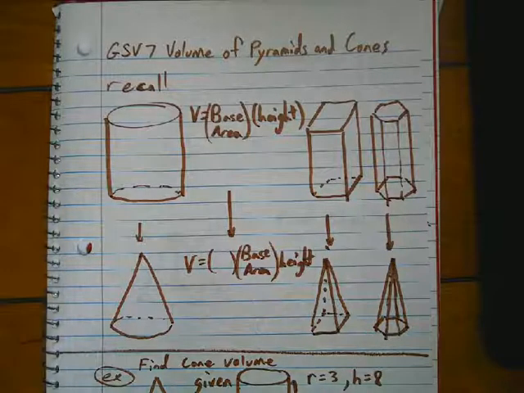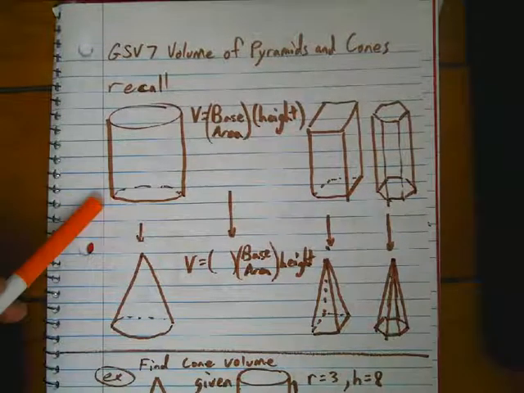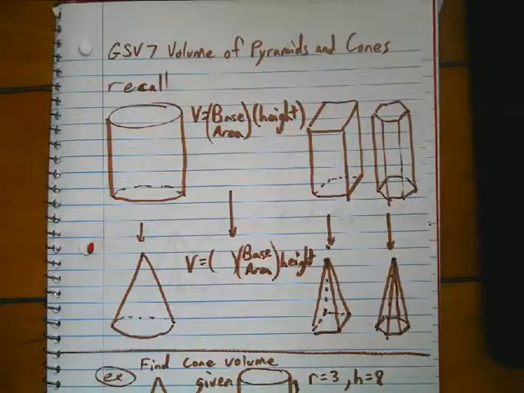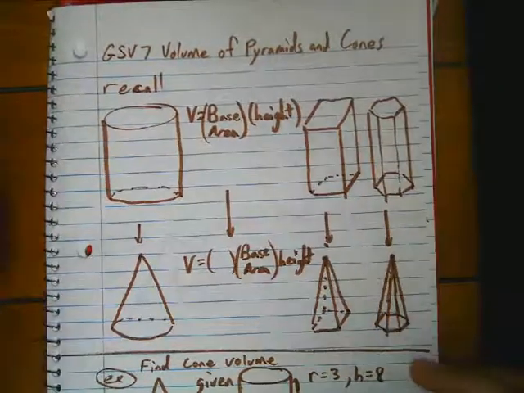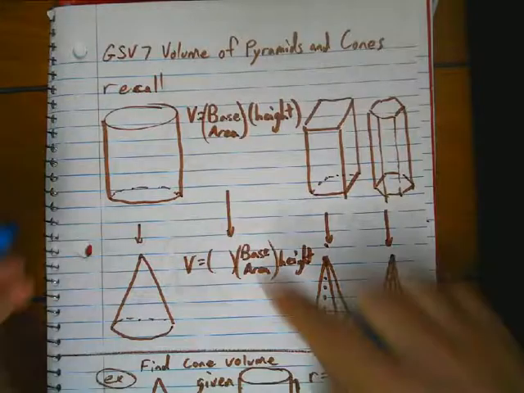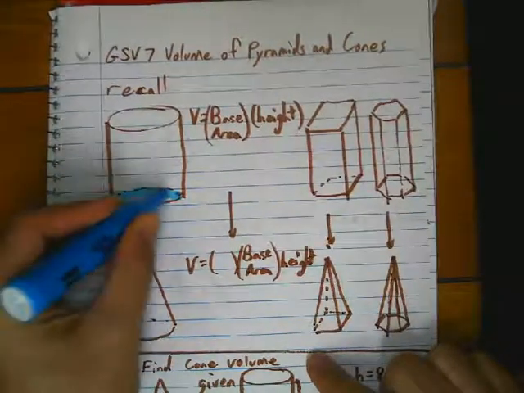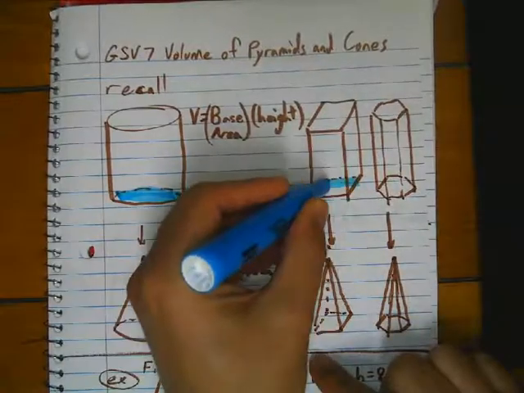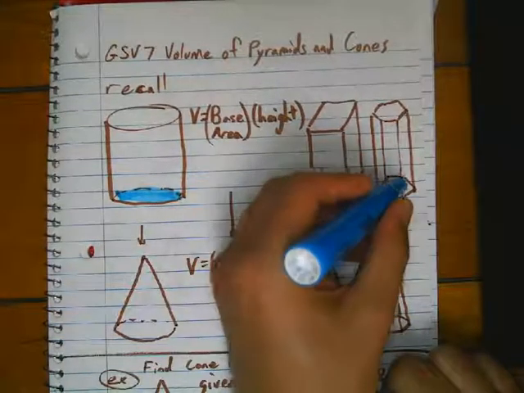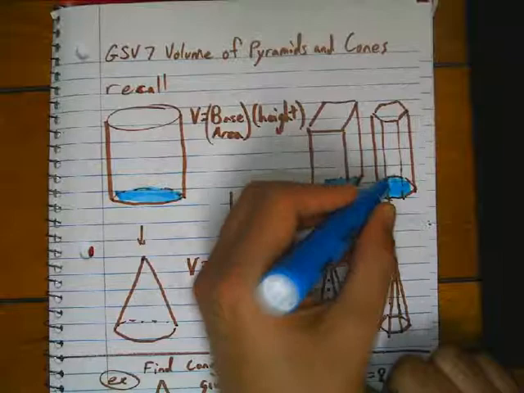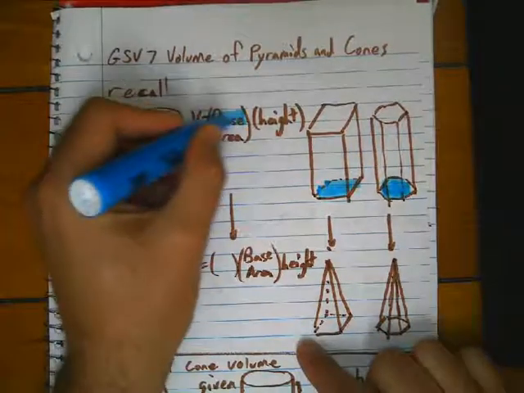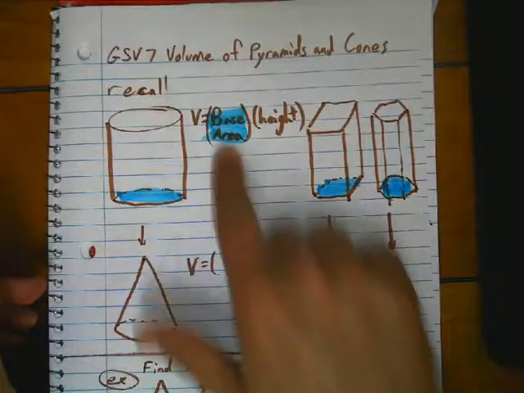Okay, now we're going to talk about the volume of pyramids and cones. So in our recent lesson, we told you that the volume of a prism, whether it's a cylinder or a cuboid or some other type of prism, is the area of the base, which is the bottom part, times the height.